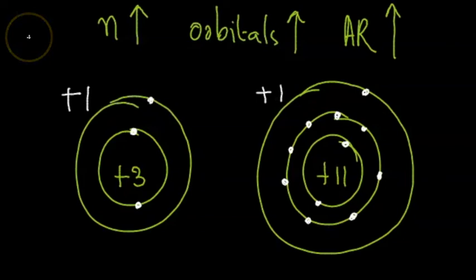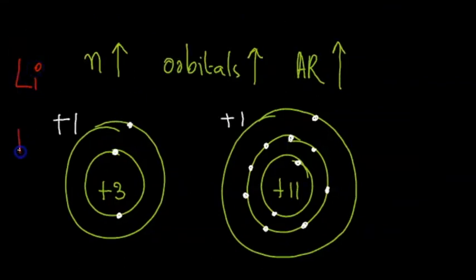So just to summarize, as you go from left to right, the reason why atoms get smaller is because the effective nuclear charge increases and there is less shielding. But as you go down the group, the atomic radius increases because there are more energy levels. The size of the orbitals is getting bigger.